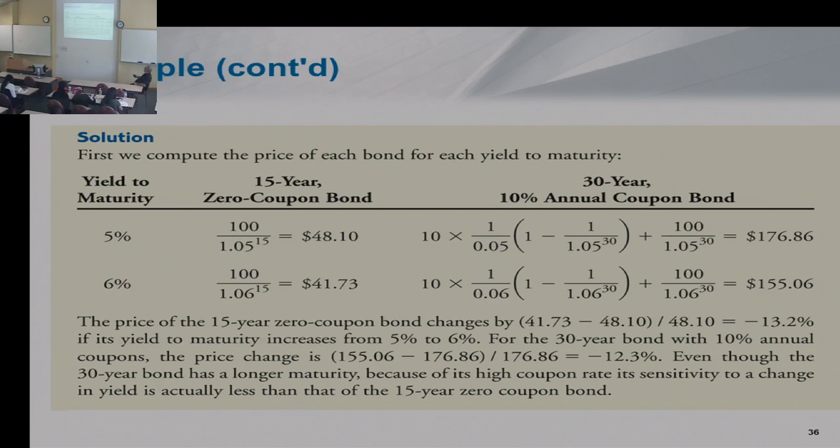Why is that? It's because of the coupon payments. This doesn't pay anything until year 15. This doesn't pay the 100 face value until year 30, but it does pay $10 in year 1, year 2, year 3. So if there were two zero coupon bonds, the biggest price change would be for the 30-year one.